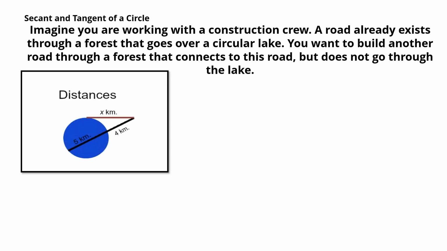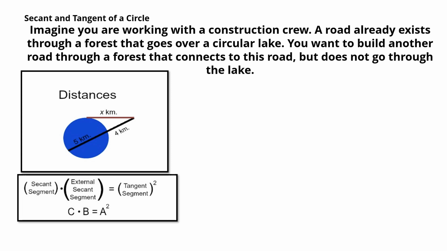So ito yung distance natin, ito yung diagram natin, yung 5 kilometers natin, ito yung existing road natin. Then yung 4 natin, yung in-extend natin. And you want to build another road na hindi dadaan sa lake. And that is the unknown. Okay, so in our formula, for that is yung tangent, yun yung in-square natin, is equal to multiply the secant segment and the external secant segment.